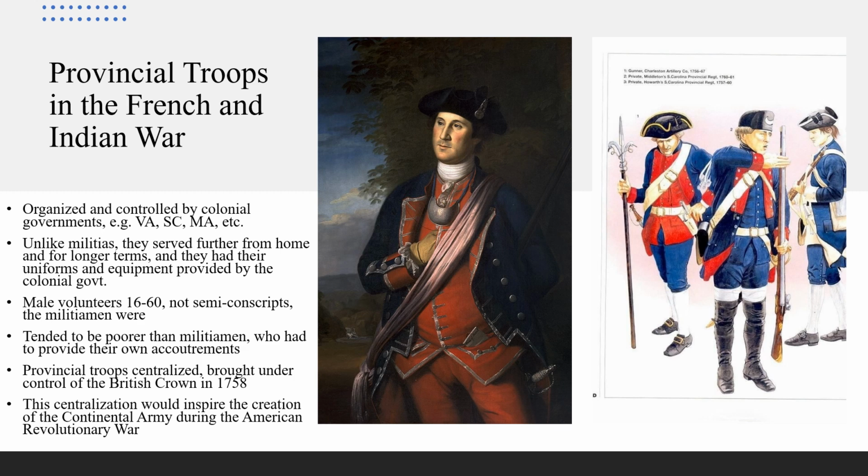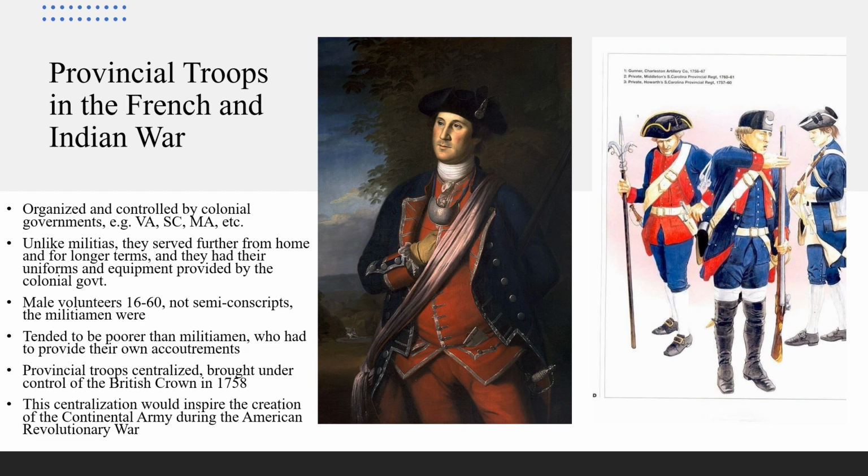Their uniforms and their equipment, including their weapons, their firearms, were purchased by colonial governments rather than by the individual provincial soldiers. Provincial troops were volunteers. They were not semi-conscripted the way militiamen were. They would volunteer to become provincial soldiers.